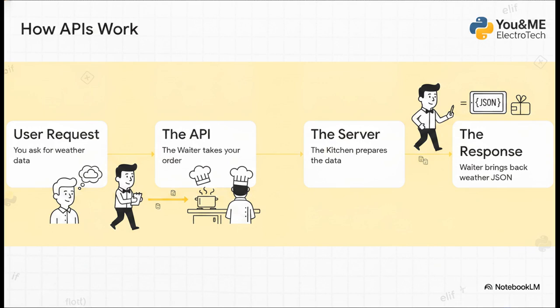You, the user, give the application your request. The API acts as your waiter, taking that order straight to the server, which is the kitchen. The kitchen prepares the exact data you asked for, and the waiter brings it right back to your app, usually neatly boxed up in a format called JSON.